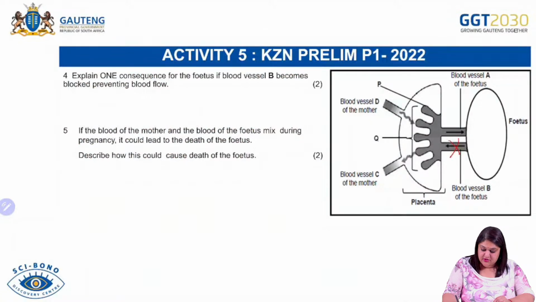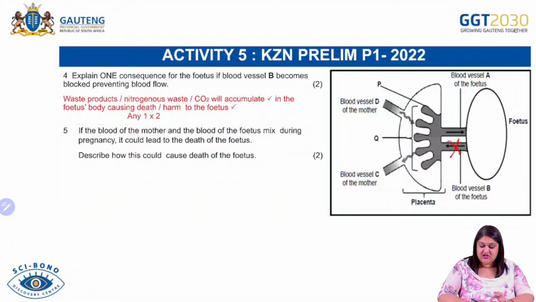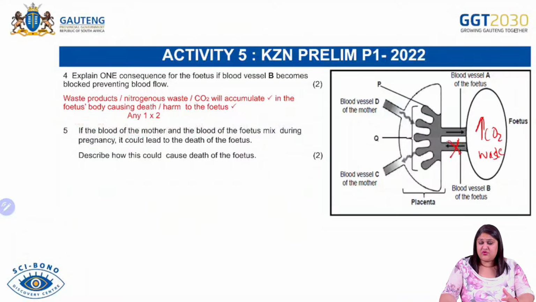So this is not going to be happening because it's blood, so it's not going to be going there, right? The waste product and the nitrogenous waste is now going to accumulate. So in here, the CO2 is going to accumulate and the waste in the fetus, okay? And the fetus is going to be harmed, or it's going to cause the death of the fetus because we don't have this being excreted, okay? Waste products become toxic in your body if they are accumulated.